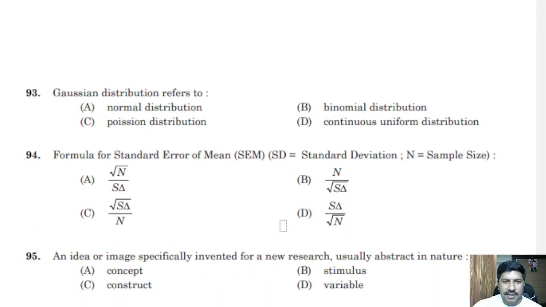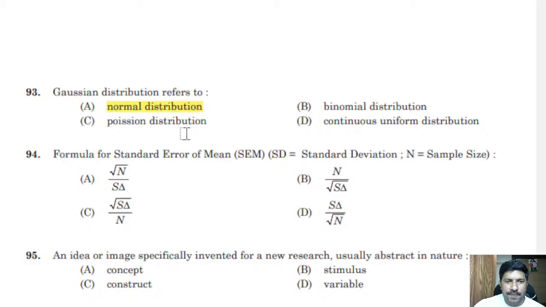Then 93rd question number. Gaussian distribution refers to. Correct answer is option A, normal distribution.